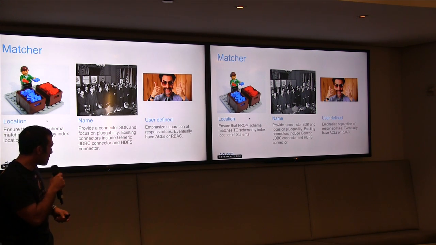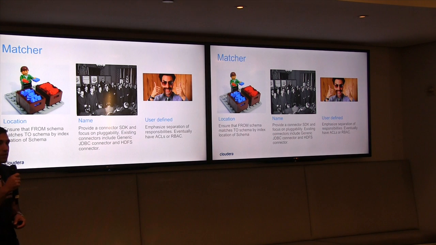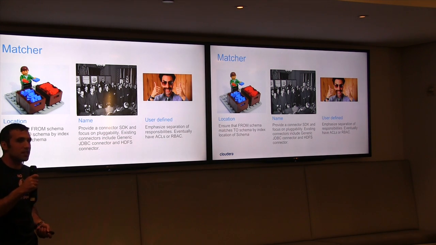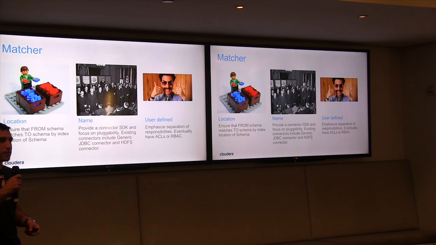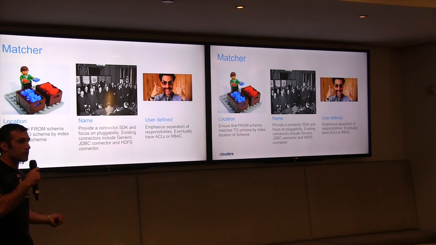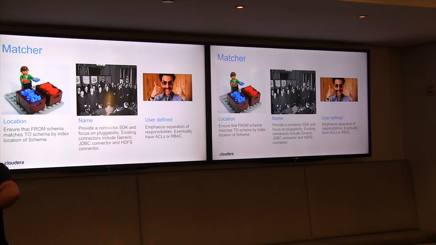Okay. And the third one is user-defined. This one I think is really big, but it's not implemented yet. It would be really cool if you could define how you map a schema from connector A to the schema of connector B, pending the existence of such a schema.